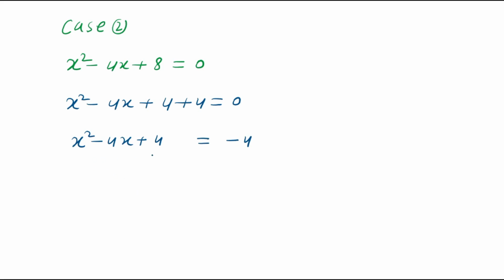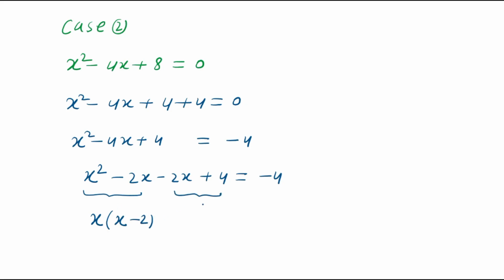And the left hand side expression is a perfect square. Here we will apply the middle term split. x² - 4x is x² - 2x - 2x + 4, and this equals -4. Look carefully at the first two terms. If we take x common in the first two terms, then x²/x gives x, and -2x/x gives -2. And look carefully at the last two terms. Here if we take -2 common, then -2x/-2 gives x, and 4/-2 gives -2, and this equals -4.